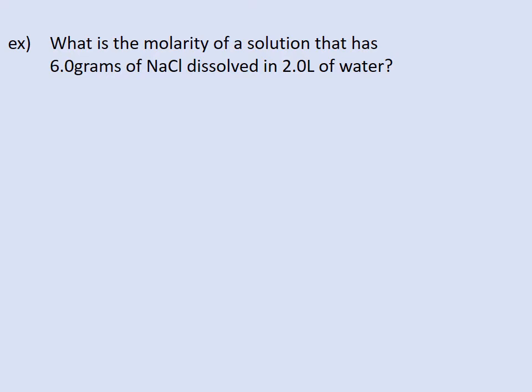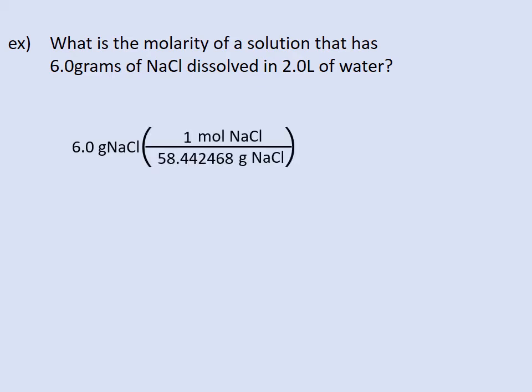First practice example. What is the molarity of a solution that has 6.0 grams of NaCl dissolved in 2.0 liters of water? When I see grams, the first thing I do is switch it to moles. So 6 grams, I switch that to moles, grams on the bottom, moles on top. 1 mole equals the mass off the periodic table. Grams factor out. There are 2 significant figures in the given, so that means I'll write down my answer with 2 significant figures once I've run it through my calculator.